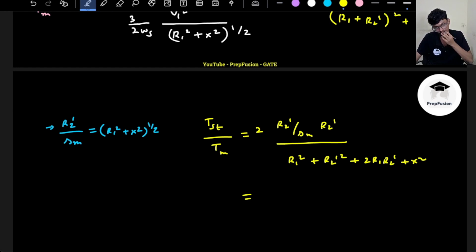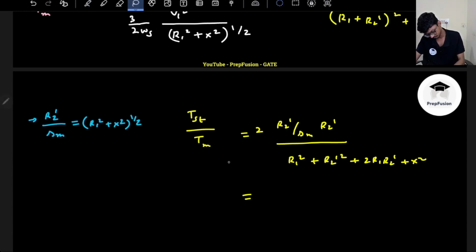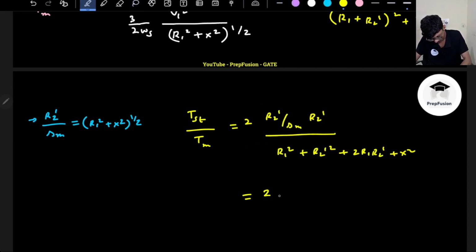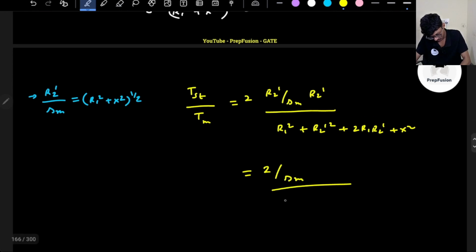divide by this value, R2 dash whole square. If I try to divide with R2 dash whole square, what will I get? This will be 2 divided by SM. This will be R1 divided by R2 dash whole square plus 1 plus R1 divided by R2 dash, plus x divided by R2 dash whole square.